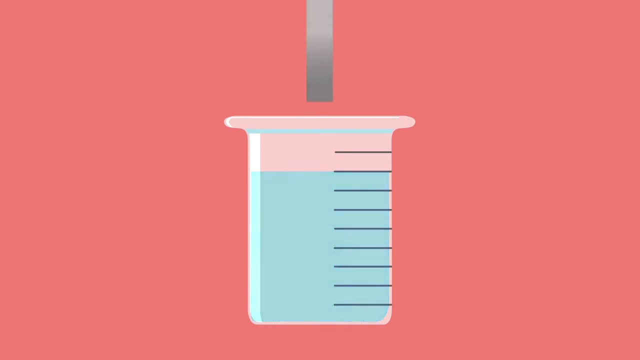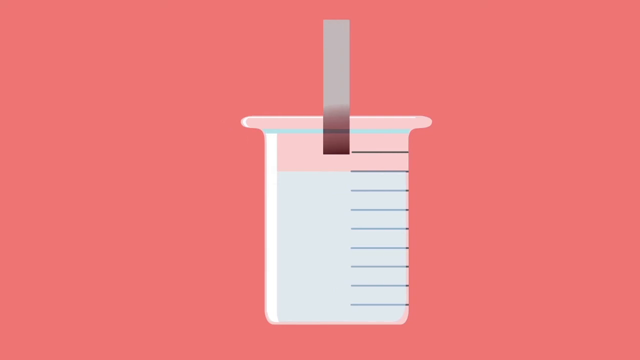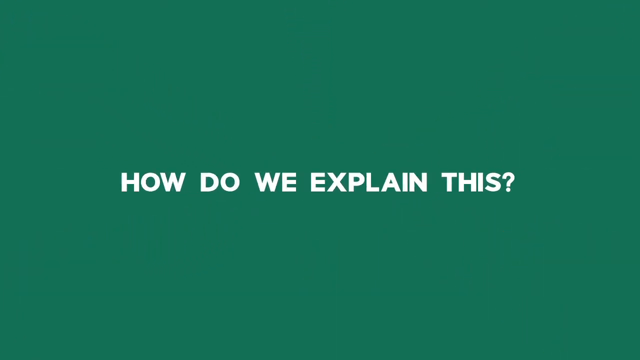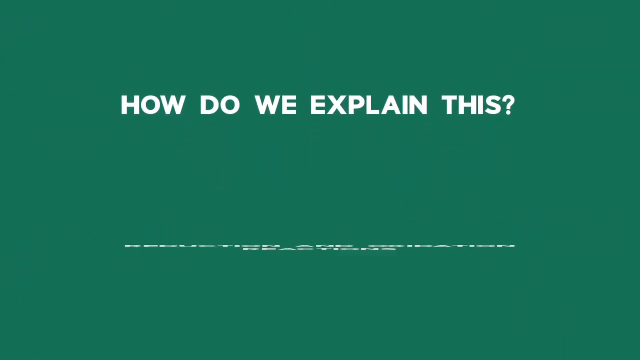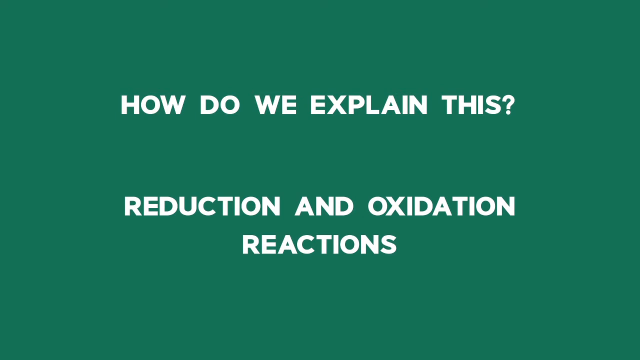Some zinc metal is now put into the beaker and something strange starts to happen. The blue color of the solution is disappearing and the zinc is now covered in a brownish red powder. How do we explain this? Using reduction and oxidation reactions, of course. Let's look at the table of standard electrode potential.